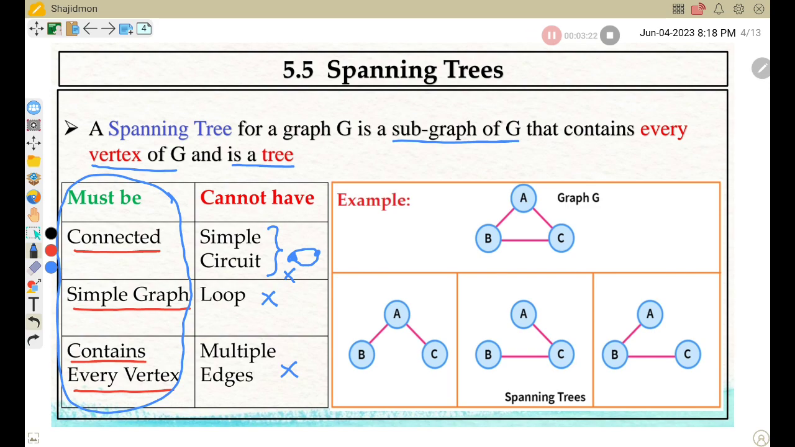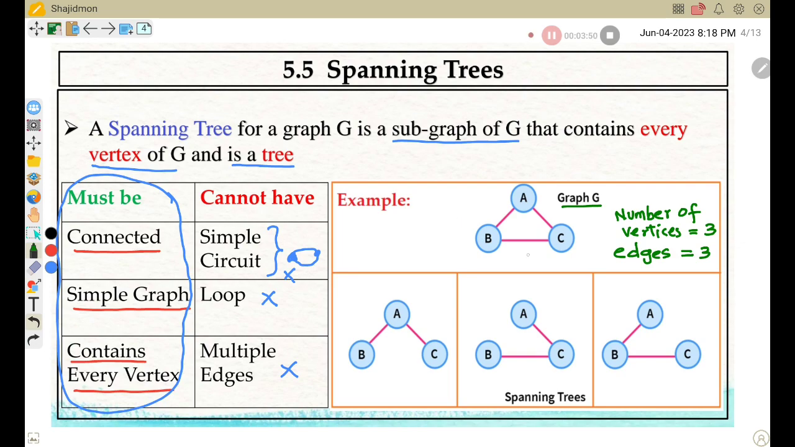For example, you can see one example on the side here. One graph G is given. A, B, C are the vertices, and we have three edges. I am just writing the number of vertices: we have three vertices, A, B, C. And how many edges are there? The number of edges is also 3: 1, 2 and 3.